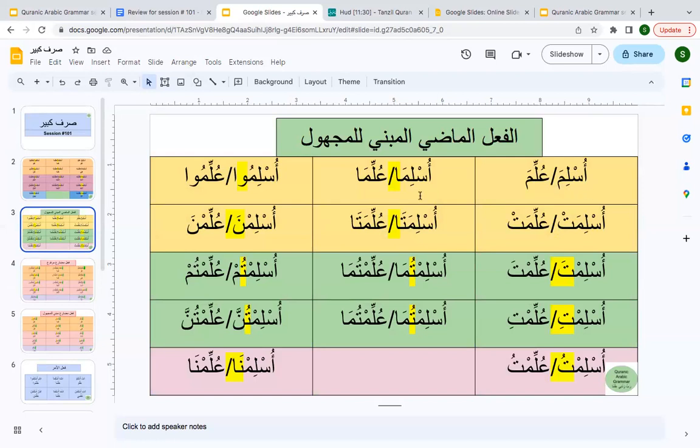14 more words. Uslima, uslima, uslimu, uslimat, uslimata, uslimna, uslimta, uslimtuma, uslimtum, uslimti, uslimtuma, uslimtunna, uslimtu, uslim. Ulima, ulima, ulimu, ulimat, ulimata, ulimna, ulimta, ulimtuma, ulimtum, ulimti, ulimtuma, ulimtunna, ulimtu, ulimna.